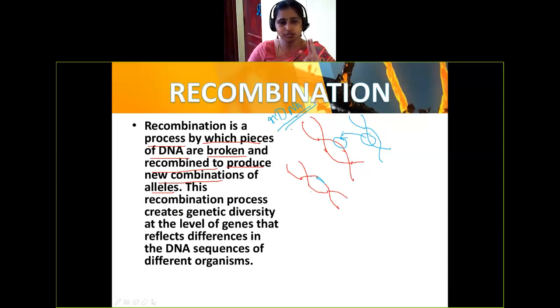So this recombination process creates genetic diversity at the level of genes. That gene slowly goes to the DNA, then the chromosome, then the cell, then the whole body. So there is a variation. No one is alike, no one is similar, leaving aside identical twins. I'm just talking in general. There are variations that reflect differences in the DNA sequences of different organisms.